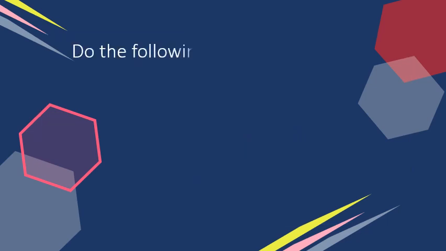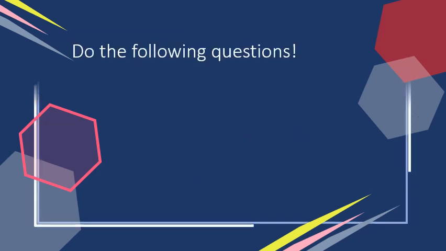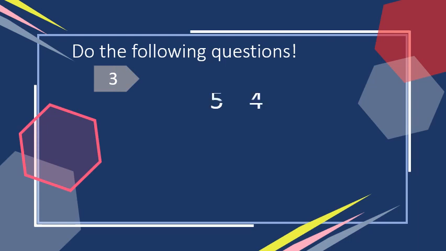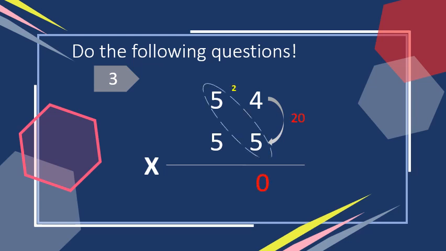If you understand, let's continue to the next question. Number 3. There are two numbers, 54 and 55. We can multiply. For the first, we can multiply 4 and 5. What is the result? Yes, 20. Do you still remember if there are two digits? Yes.